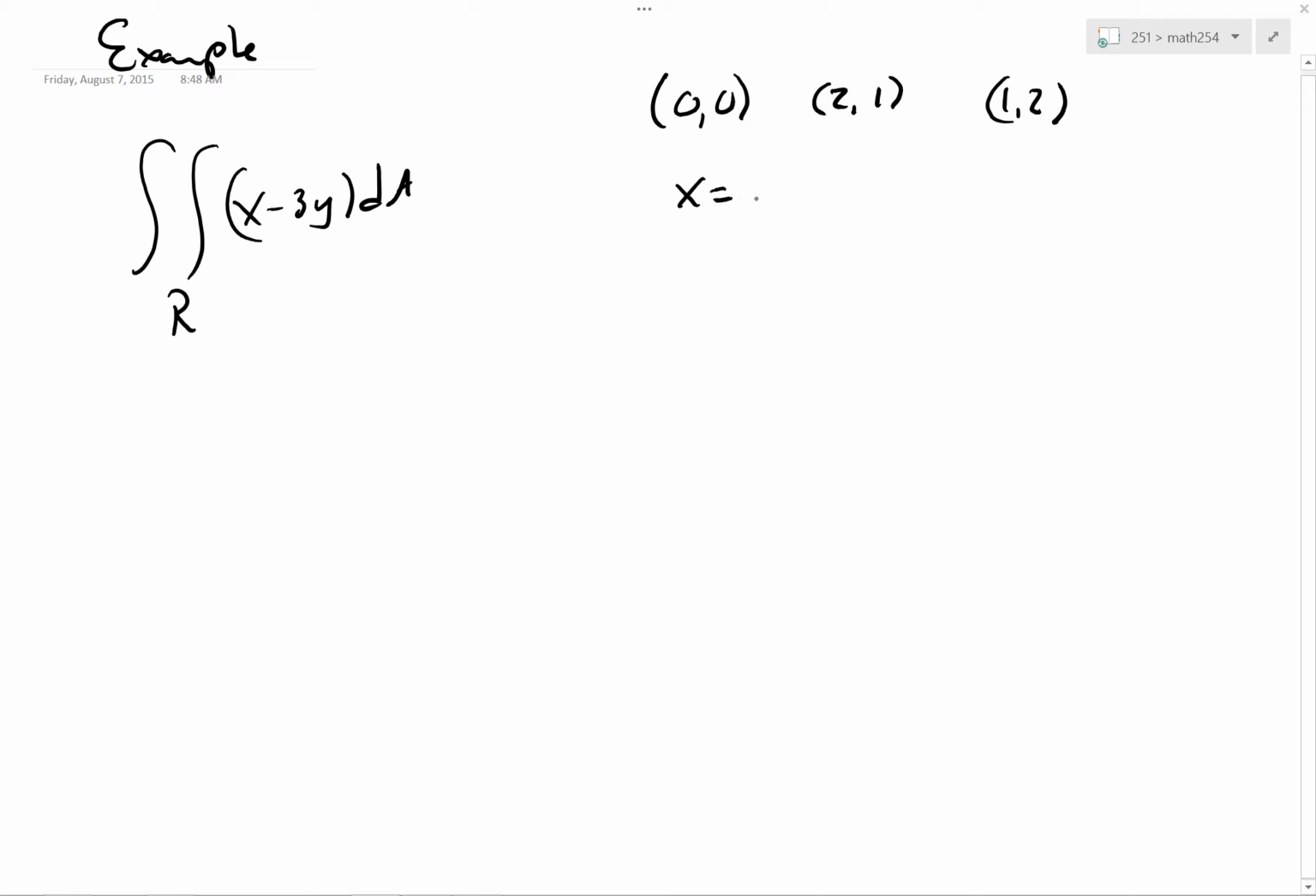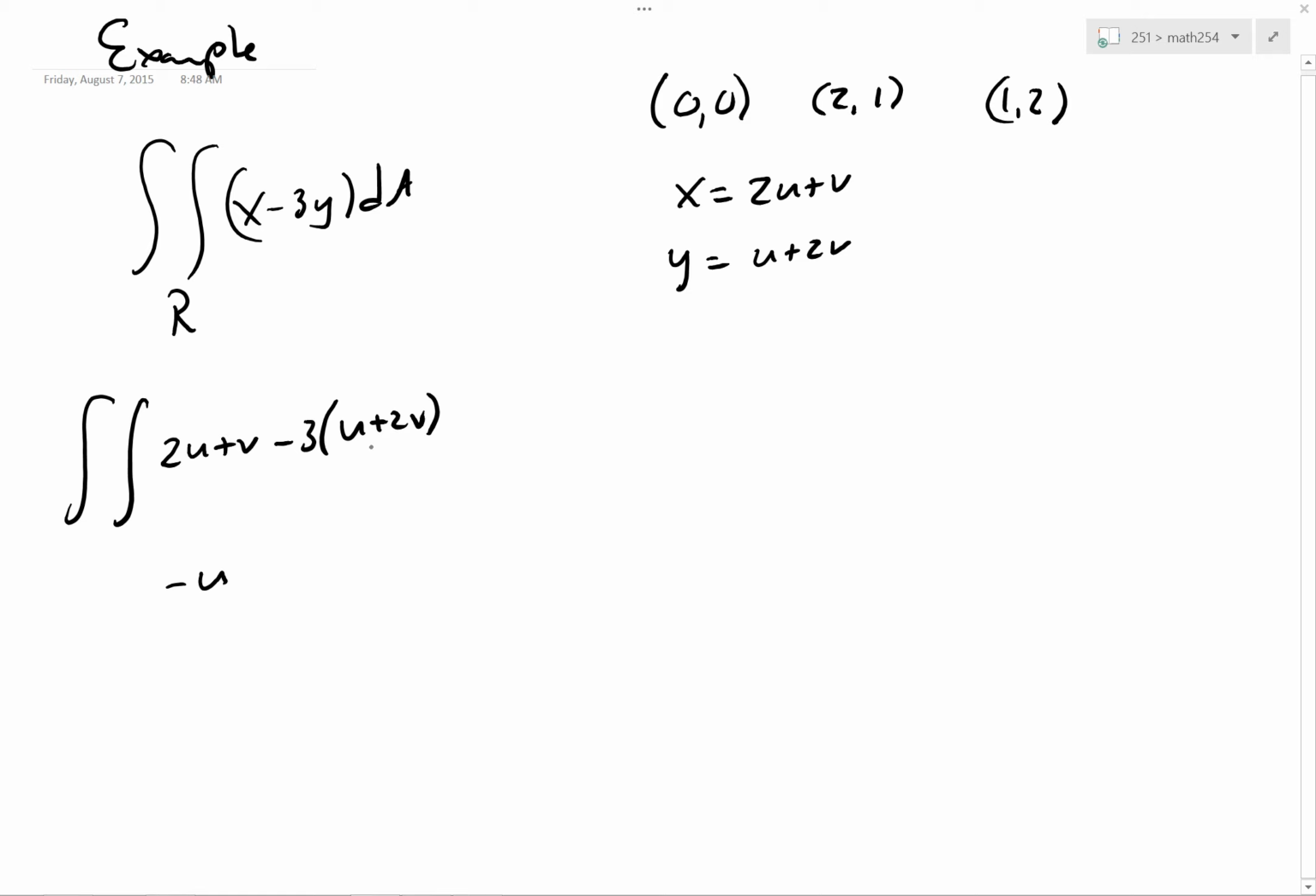And we're going to let x equal 2u plus v, and y equal u plus 2v. So you can do this in any order you want. You can substitute in first. Great. 2u plus v minus 3 times u plus 2v, which of course would be negative 3u. So it's going to be negative u. It's going to be a minus 6, so minus 5v. Right? That part's done. Good for us. Moving right along. Heck, let's go find the Jacobian next.